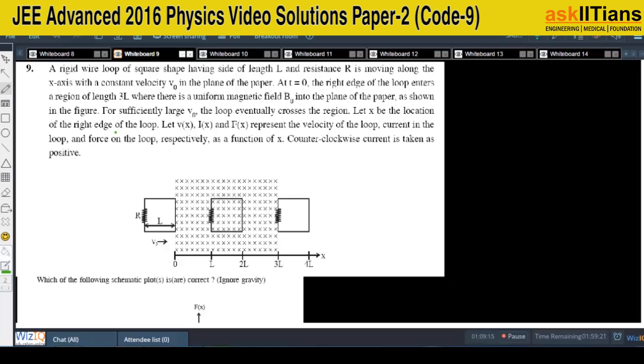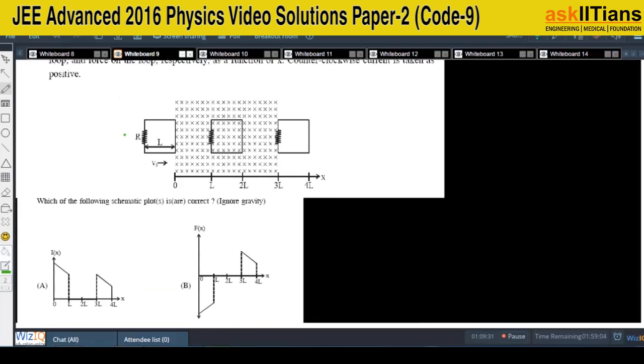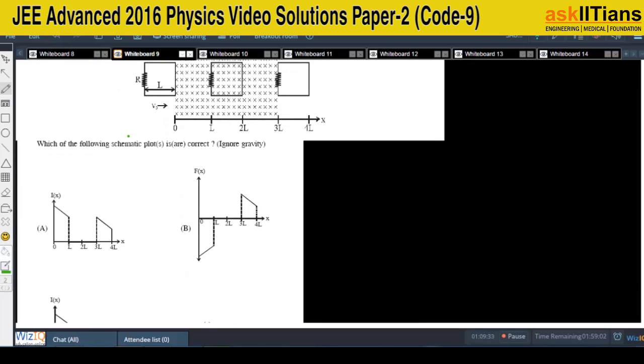Let x be the location of the right edge of the loop, and let Vx, Ix and Fx represent the velocity of the loop, current in the loop and force on the loop respectively as a function of x. Counterclockwise current is taken as positive, so we have to find out which of the following schematic plots is correct when we ignore gravity.